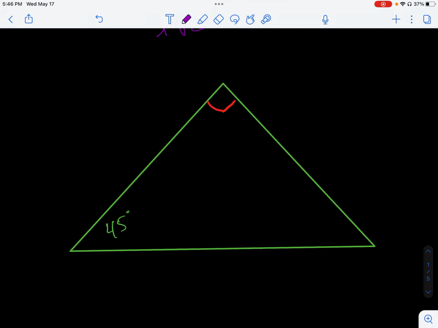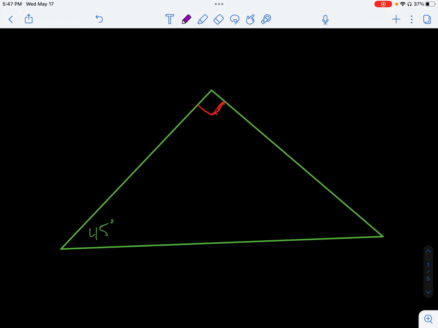Here, if we have leg 1 is 8, well, it's 45 degrees, so this has to be 45 degrees. So this has to be 8. So the hypotenuse is 8 times radical 2, or 8 radical 2. It works as simple as that. Let's come down and look at a little more complicated one.